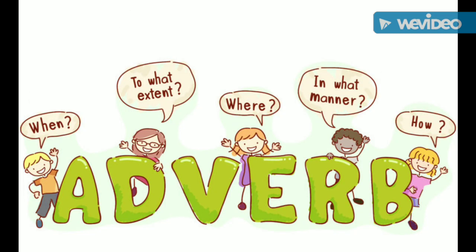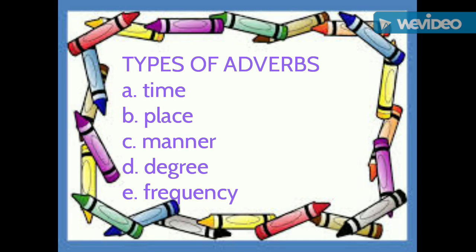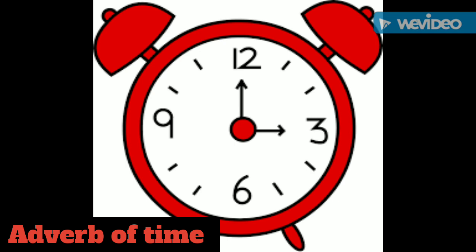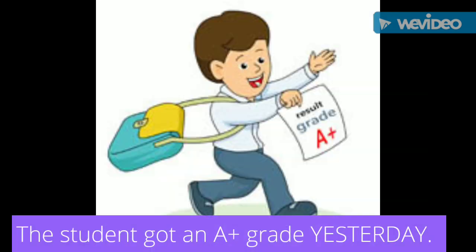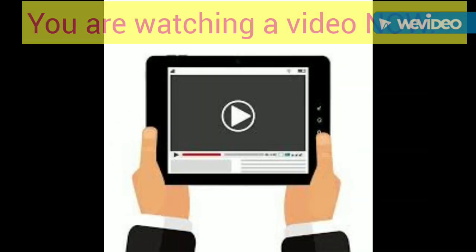Adverbs have numerous types, but we will discuss only 5 of them. These are adverbs of time, place, manner, degree, and frequency. Let's begin with adverbs of time. Adverbs of time tell you when an action took place. Like the student got an A grade yesterday, you are watching a video now, and so on. They answer the question when.